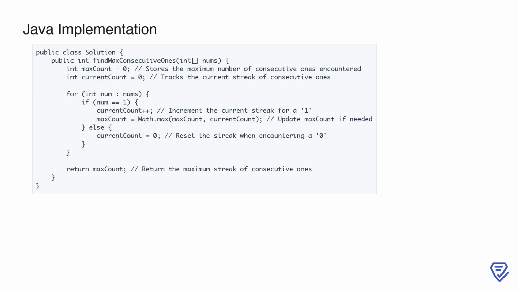This is the Java implementation of LeetCode problem number 485, max consecutive ones, using the same logic as the provided Python solution. The method iterates through the array, using variables to track the current streak of consecutive ones and the maximum streak found so far. Key differences from Python include explicit type declarations for variables and the use of Java's Math.max function for comparison. The implementation is concise and adheres to standard Java conventions.